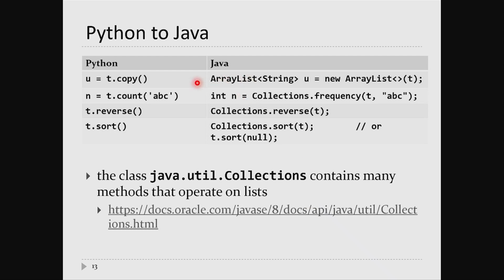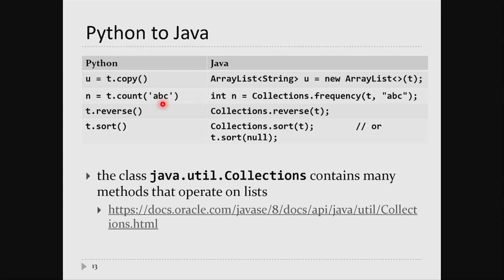If you want to copy a list in Python, you just use the copy method. There is another way to do it: you can slice the list. In Java, you have to call a constructor. It's not quite a copy constructor, but it's close enough. You can call the constructor and pass in the list that you want to copy, and you'll get a copy of that list.